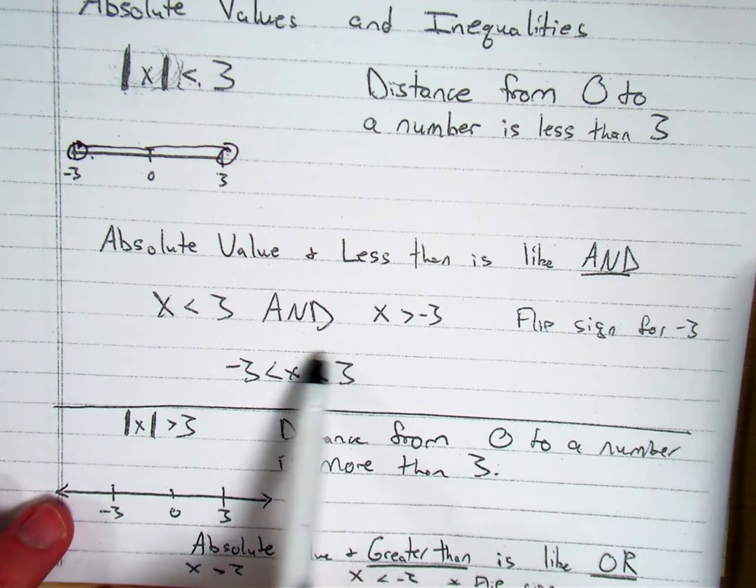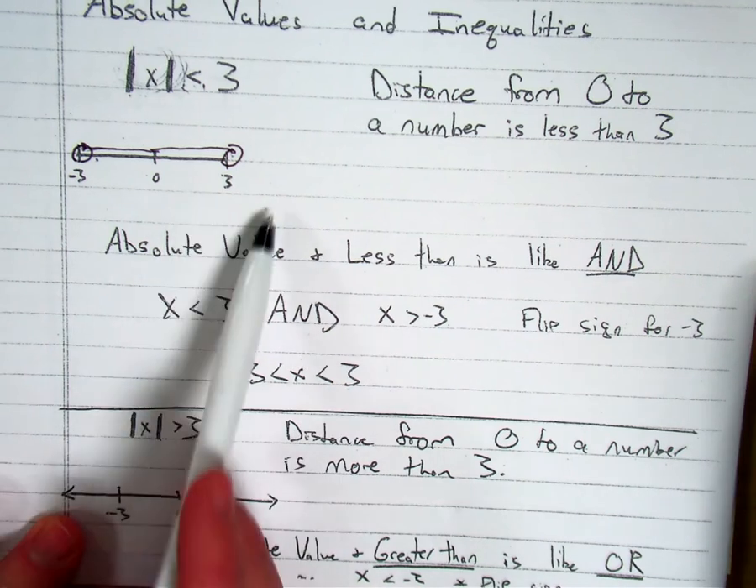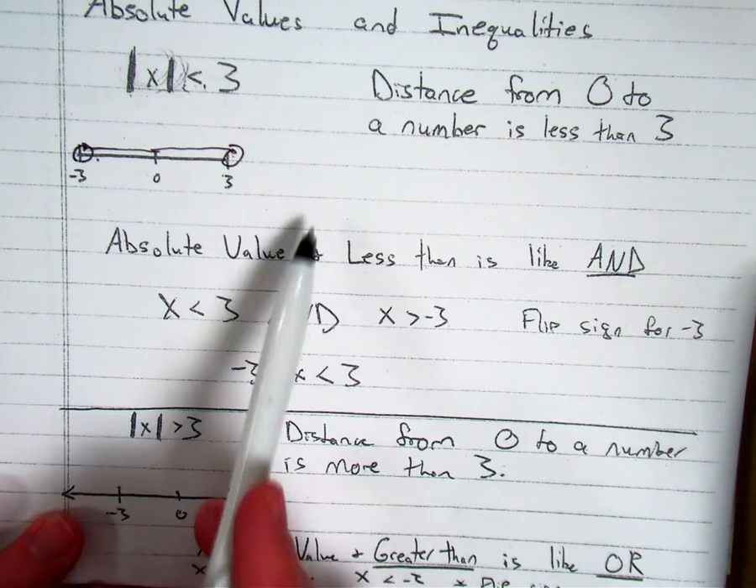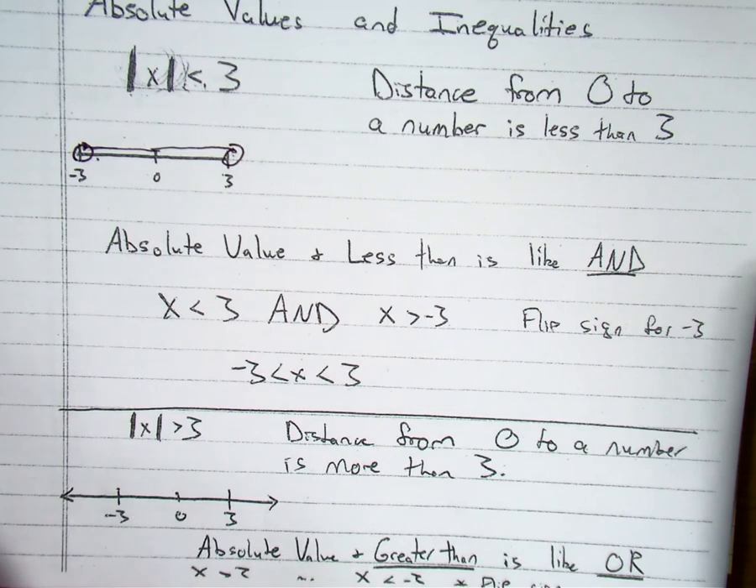And you could write it together as 1 unit if you wanted to do that, between negative 3 and 3. So these are probably the toughest ones. You just got to remember that absolute value, less than, that's going to be a between one, an and, okay?